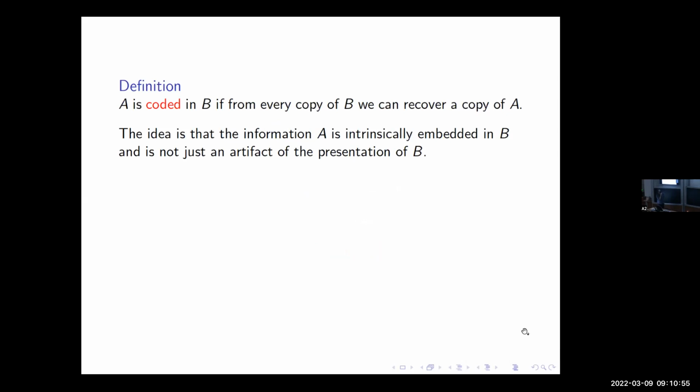The general philosophy I want to take is we're going to think about information being coded into a structure. If we have two objects A and B, we're going to think of A as being coded in B if from every copy of B we can recover a copy of A. We'll take A and B to be different kinds of things over the talk. But the general idea is that A is some kind of information, and A is intrinsically embedded into B, in the sense that it's not just an artifact of the presentation of B that we can recover A, but even as we change the different presentations of B, we can still always recover A. So it's sort of intrinsically coded into B.